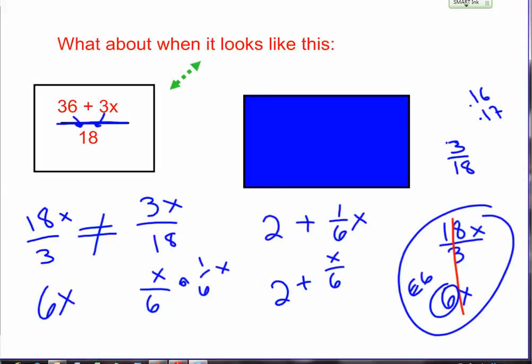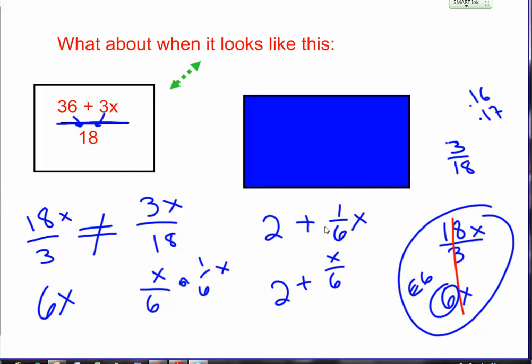But be careful, because when I have a bigger number in the denominator, I have to be careful here. 3 divided by 18 is not the same as 18 divided by 3. So 36 divided by 18, okay, is 2, this 2 over here, and 3/18 is 1/6. So I have 2 plus 1/6 times x.